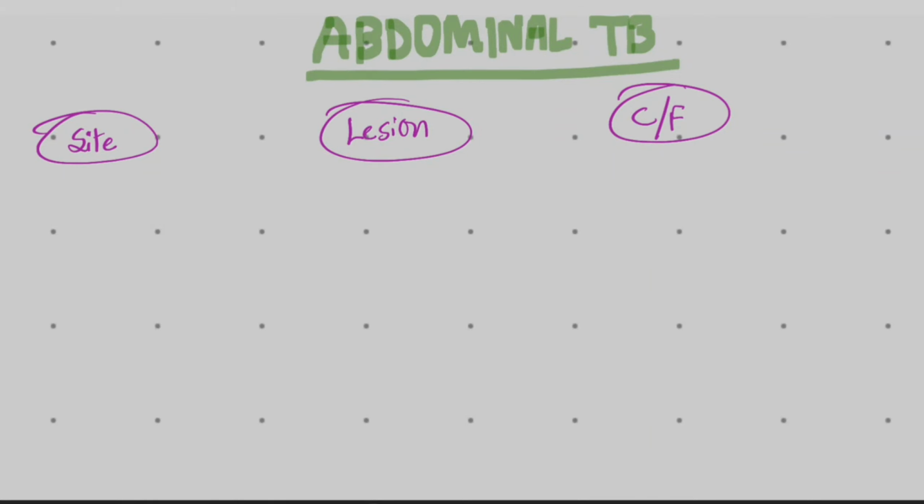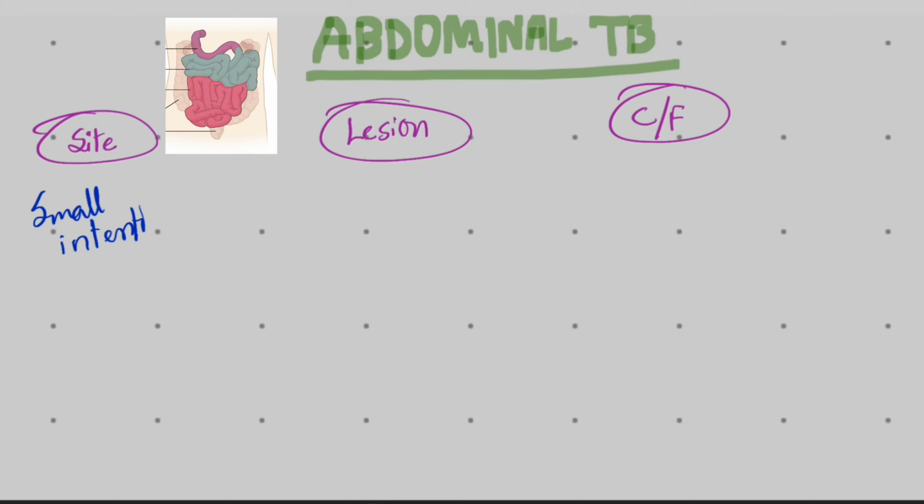Hello guys, let's discuss abdominal TB lesions depending on various sites of involvement and what clinical features they may present with. There are various sites of abdominal TB: it can involve the small intestine, then other parts like the large intestine and ileocecal area, and it can involve the peritoneum and mesenteric lymph nodes causing lymphadenitis. So let's discuss first about the small intestine.